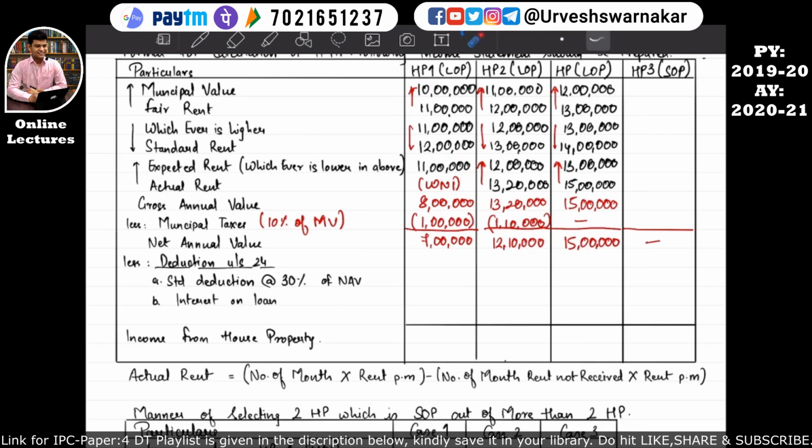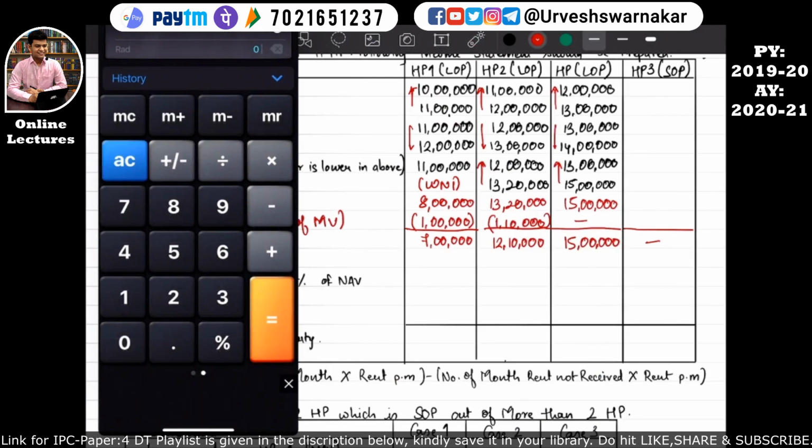Now we will make a deduction under section 24 on this net annual value. Deduction under section 24 is available in two parts, that is subsection A and subsection B. As per subsection A, 30% of the NAV is allowed as standard deduction. So we need to calculate 30% of this in each case. Okay, so let's calculate that.